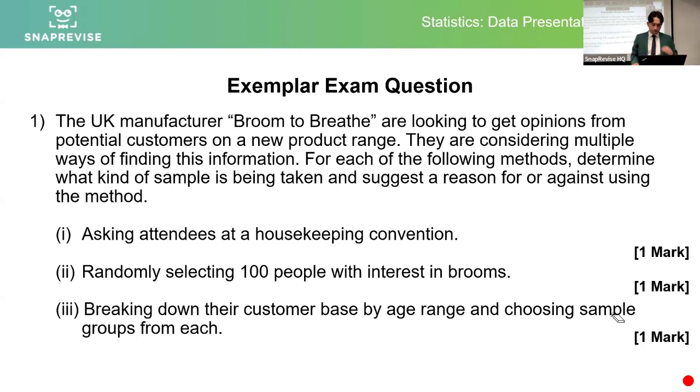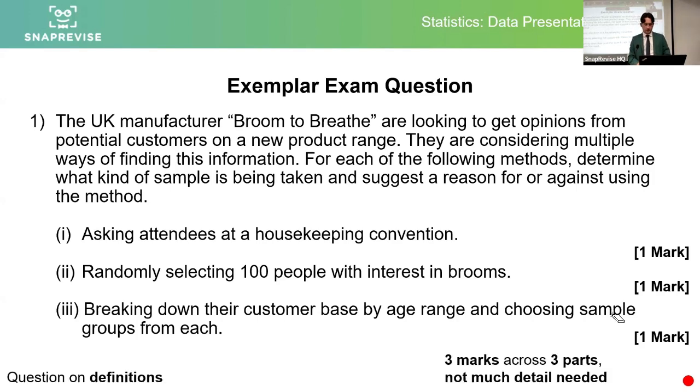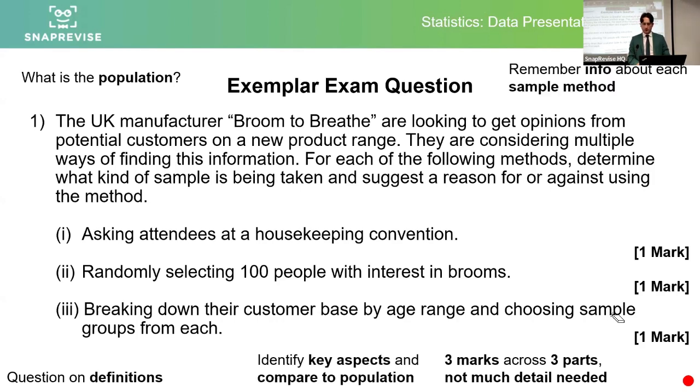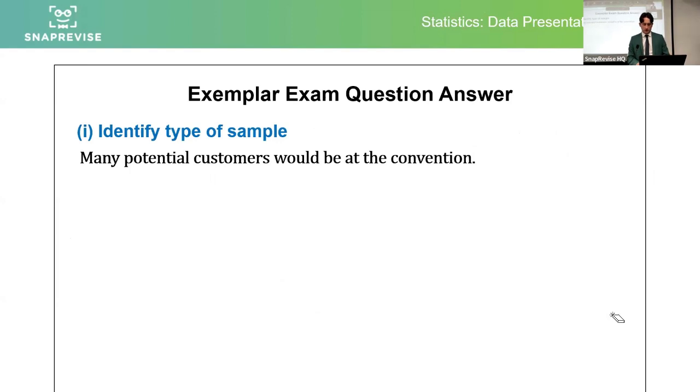So the first one, asking attendees at a housekeeping convention, randomly selecting 100 people with interest in brooms, breaking down their customer base by age range and choosing sample groups from each. So think about what you think each of these are, and then we'll just check it. So they're basically definition heavy questions. What is a population? What is a sample? It's knowing those key definitions. So many potential customers would be at a convention.